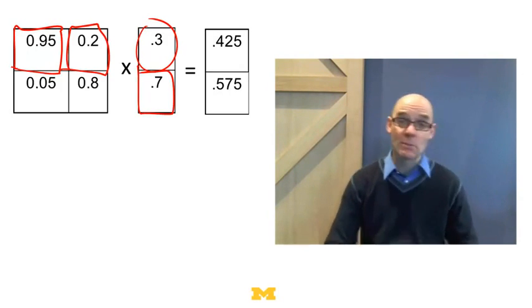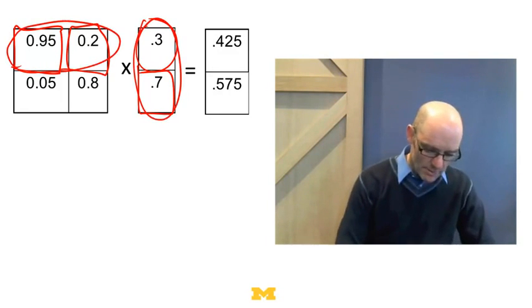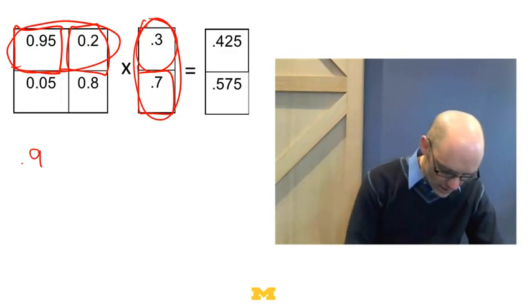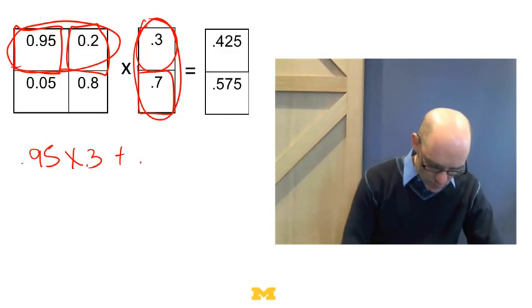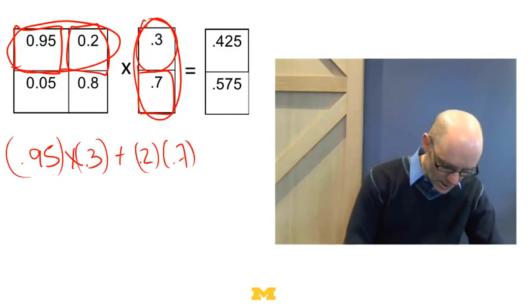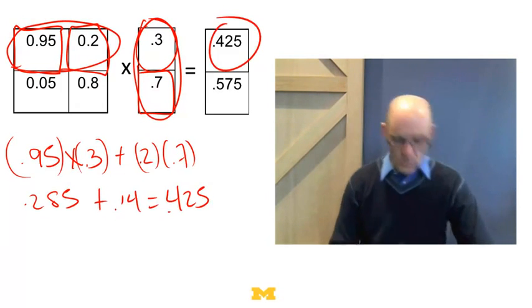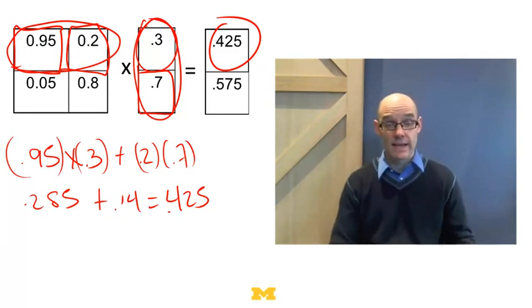So to figure out how many will be democracies next time, we just take this row and multiply it by this column. So we get 0.95 times 0.3 plus 0.2 times 0.7. Maybe I should put parentheses around here. So this is going to be 0.285, and this is going to be 0.14, and that gives us 0.425. So we're going to get 43% of countries in the next decade are going to be democracies.